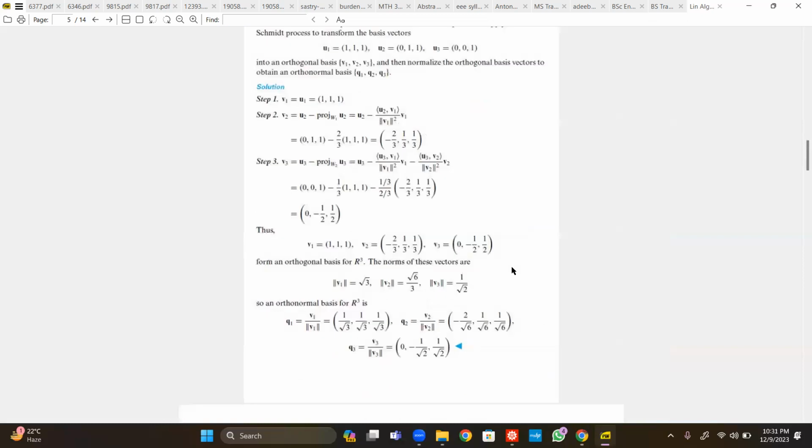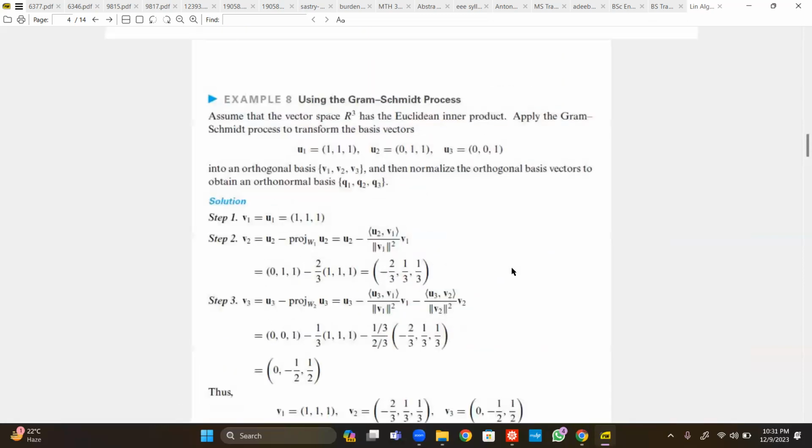So here is a solved example to demonstrate the Gram-Schmidt process. You have three vectors.